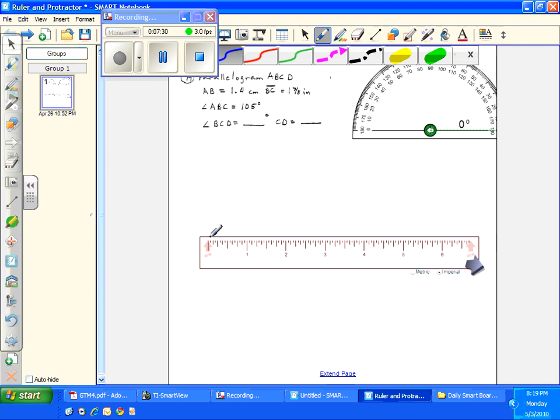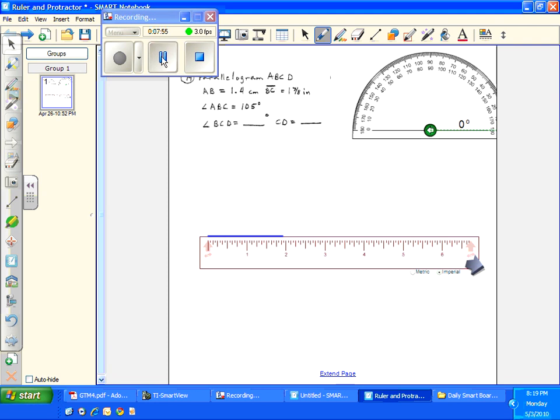1 7/8 inches, we would start here. We're going to go 1. There's 1/8, 2/8, 3/8, 4/8 is a half, 5/8, 6/8 is 3/4, and there's about 7/8. So we've got 1 7/8 inches. I may have overshot it just a little bit, but you get the point. 1 7/8 is that mark right there.